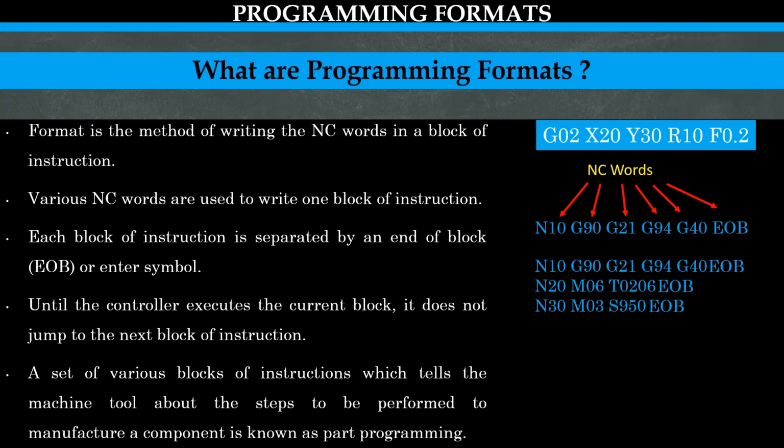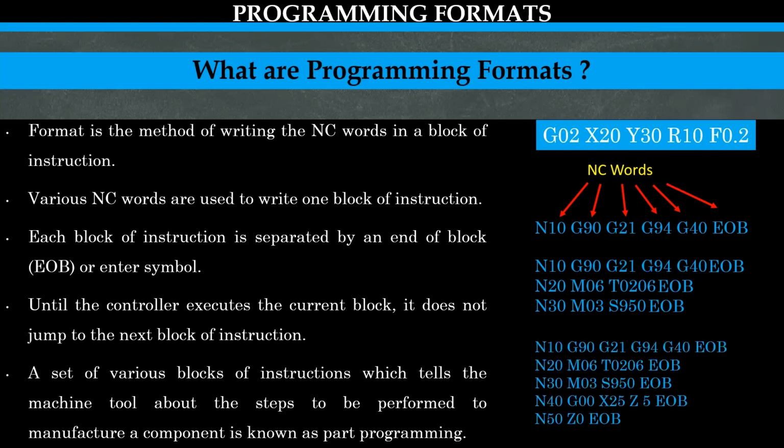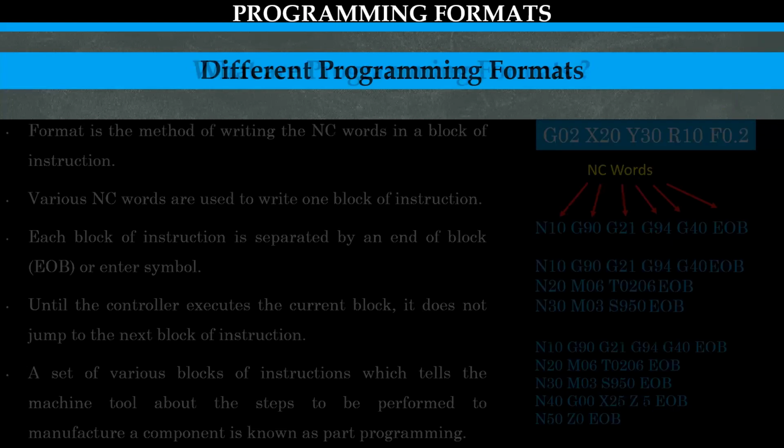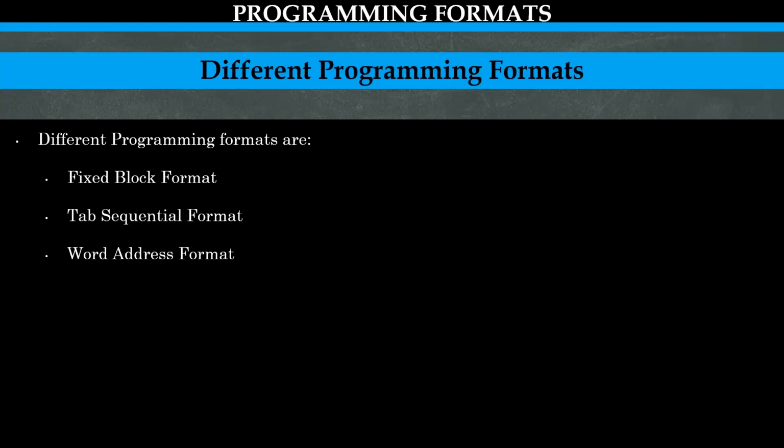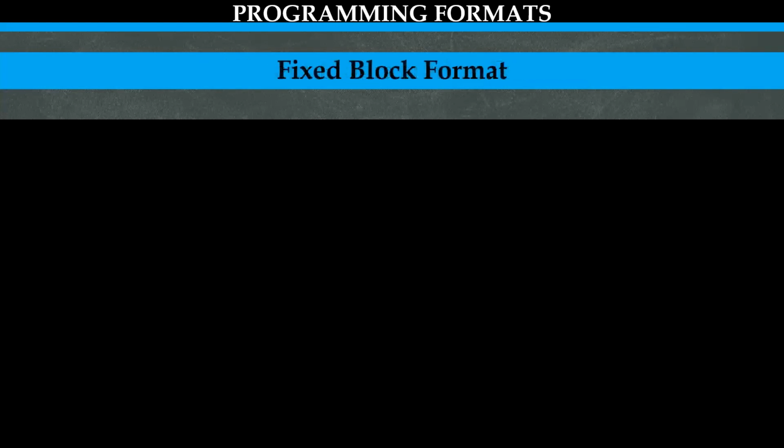And when different blocks of instructions are written, a complete program is formed. This complete program is called the part program, which tells the machine tool about the different steps to be performed to manufacture a component. So the different programming formats are fixed block format, tab sequential format, and word address format. Let us understand each format one by one.